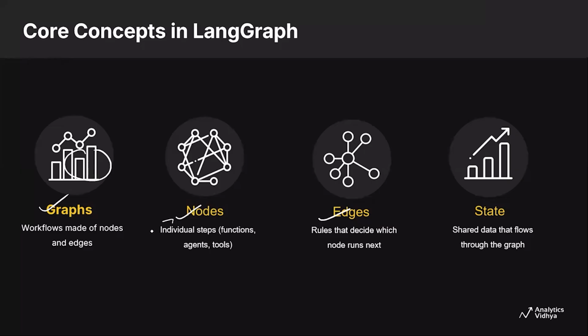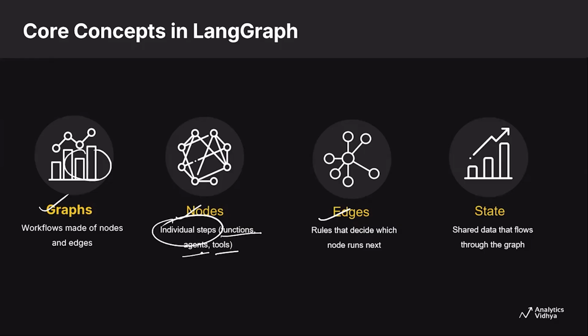So nodes are nothing but the individual steps that you define. These steps could be basic functions or agent invocation or tool calls as well. Right? So you can design any particular node to have either of these three things. A function is basically just a Python function which takes any input and returns you an output, right? The basic functions which we have.